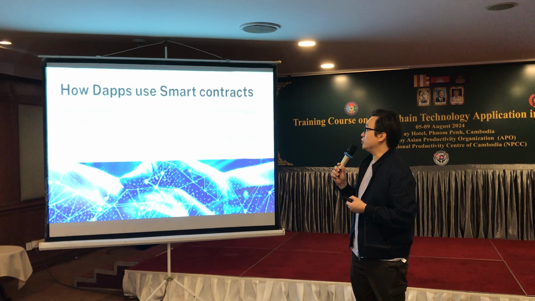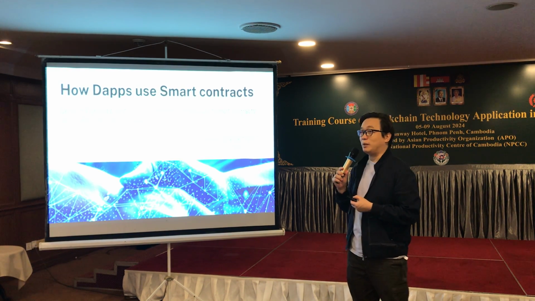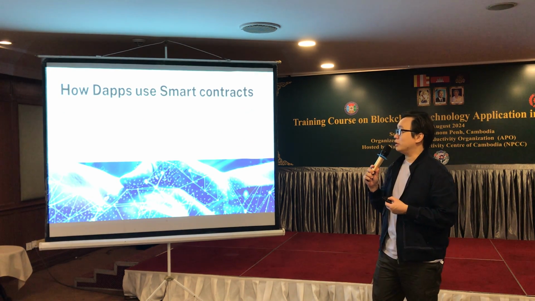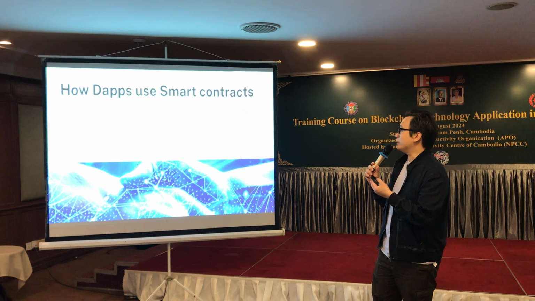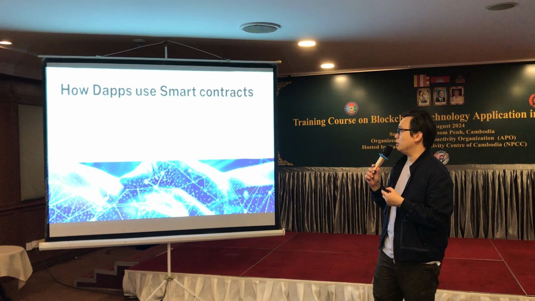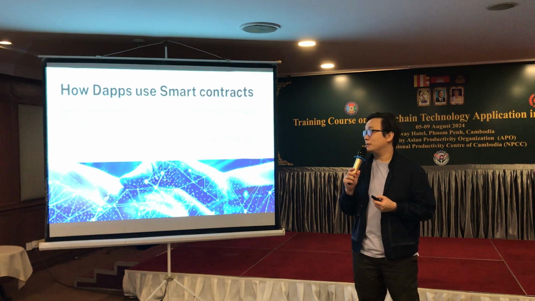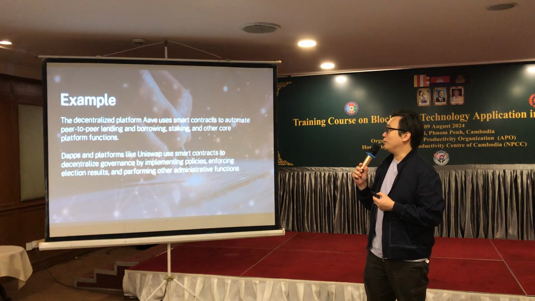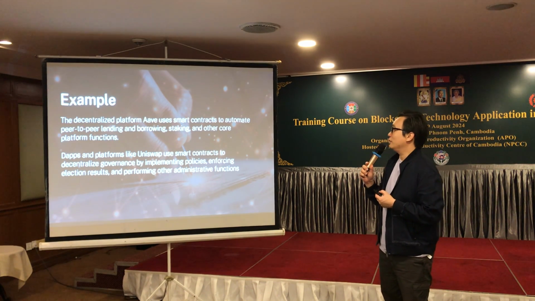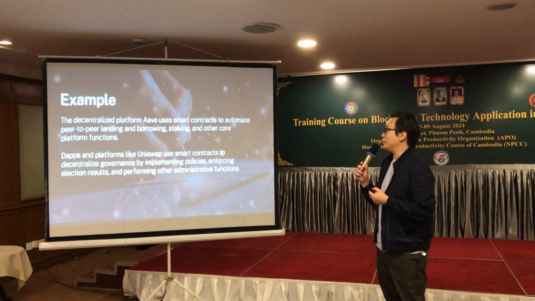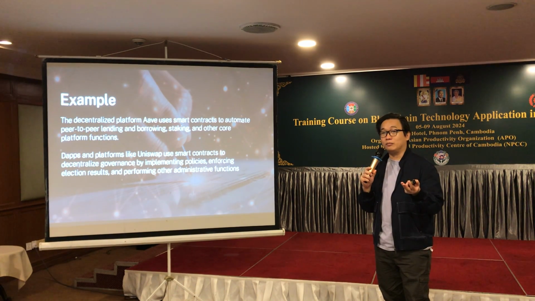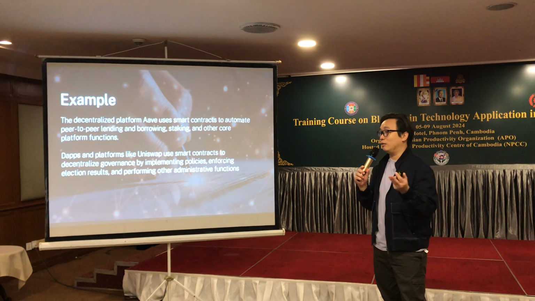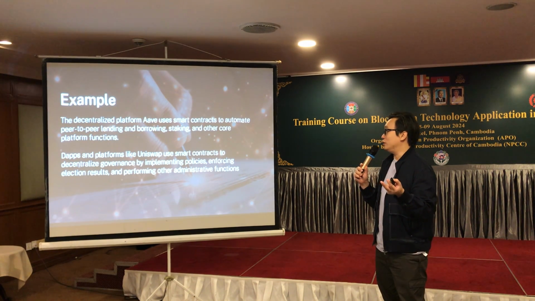So how do dApps use a smart contract? So dApps rely on smart contracts, but smart contracts don't really rely on dApps. dApps use smart contracts to automate many processes, ranging from core services of the application to general governance functions. So one good example, going back to the previous example, is a peer-to-peer lending, borrowing and staking platform. dApps and platforms like Uniswap, for example, and there's also another decentralized app which is very similar, PancakeSwap, but they are only using the ERC20 Ethereum standard.